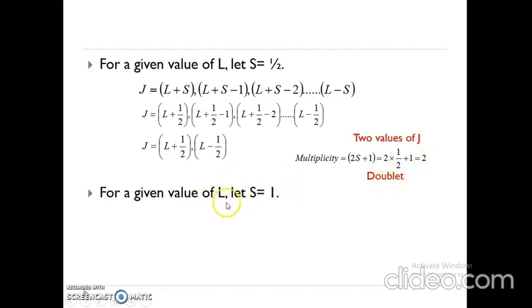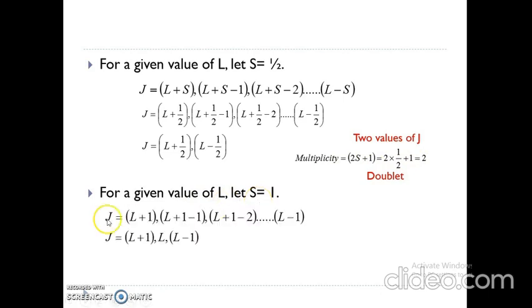Now for a given value of L, let S equal 1. Then let's see how many J values are possible. J is equal to L plus 1 down to L minus 1, that is L plus 1, L plus 1 minus 1 is L itself, then L minus 1. So J can have 3 values. The multiplicity formula also gives you the same value of 3, and we call it a triplet.